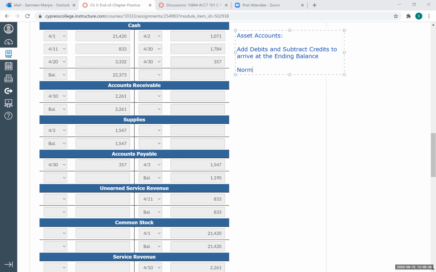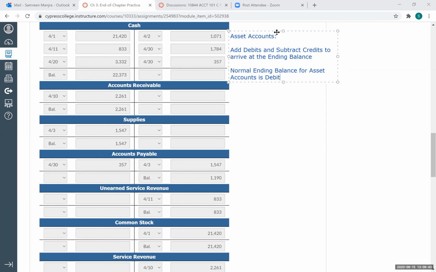And the normal ending balance for asset accounts is debit. So we would expect there to be positive cash, so that would indicate a debit balance. We would expect there to be positive accounts receivable. You either have supplies or it's zero, but you wouldn't expect to see a credit balance in your supplies ending amount, and so forth.